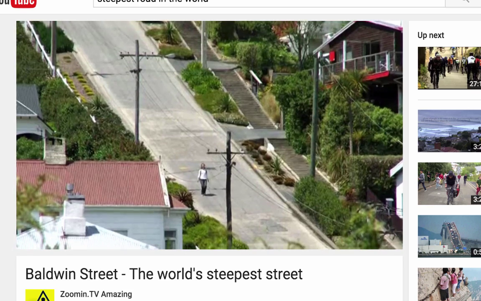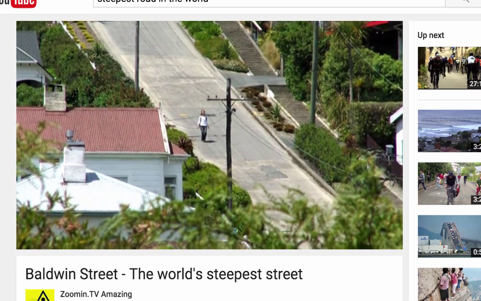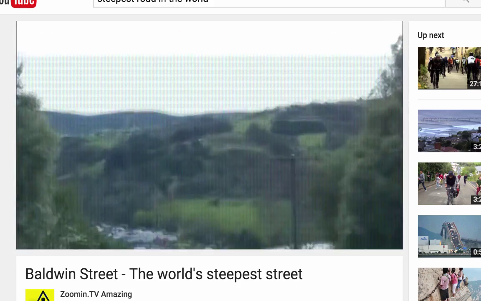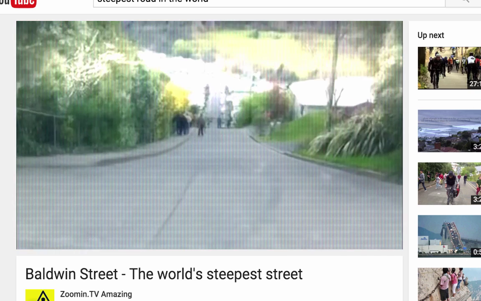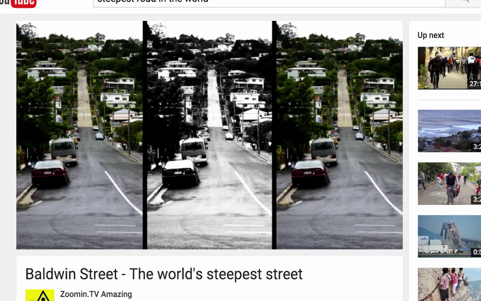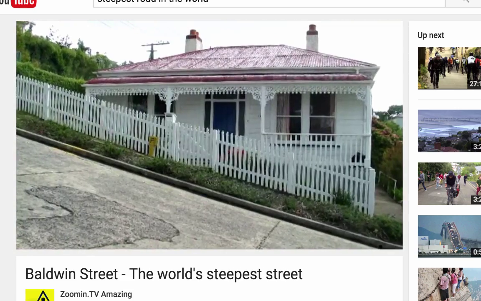Baldwin Street is a short residential street, approximately 3.5 kilometers north of Dunedin city centre. The 350-meter-long street is, according to the Guinness World Records, the steepest drivable street in the world, with a gradient of 35%.